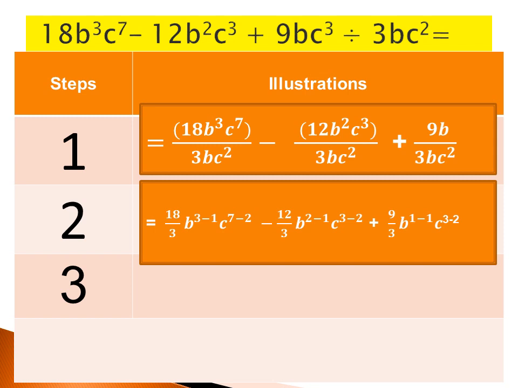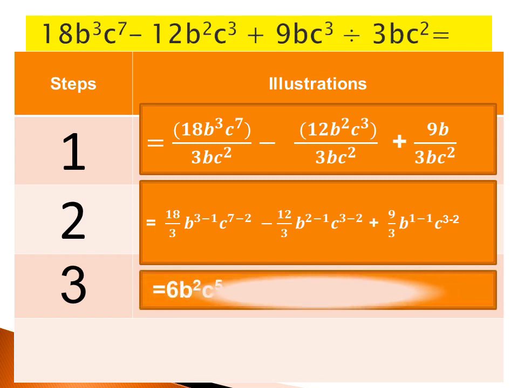Step 3, write the answer. We have 18 divided by 3, that is 6. b raised to 3 minus 1, that is b squared. c raised to 7 minus 2, that is c raised to 5. Minus 12 divided by 3, that is 4. b raised to 2 minus 1, that is b. c raised to 3 minus 2, that is c. Plus 9 divided by 3, that is 3.